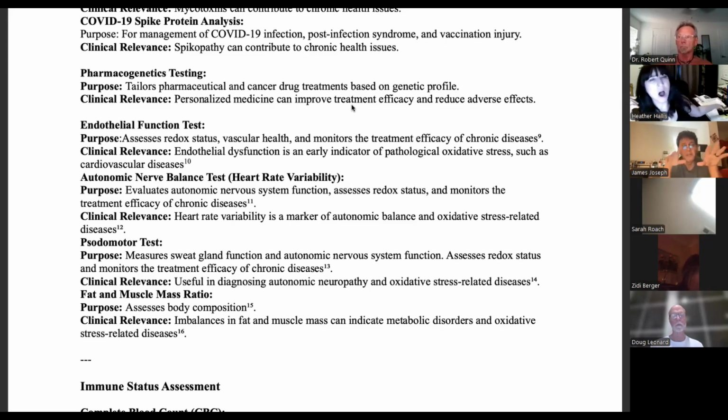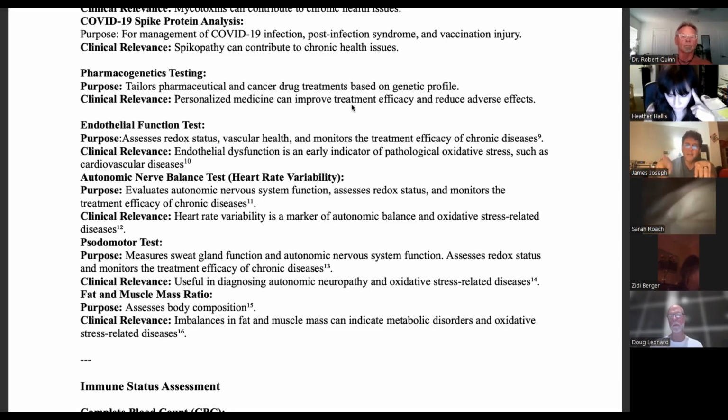Very important: you still need to find out exactly what source of the free radicals or inflammation is there through the lab, but at least it tells you where the patient's redox status or inflammatory status is. Okay, so the purpose here is to assess redox status, vascular health, and monitor the treatment efficacy of chronic diseases. That's very important. Monitor the treatment efficacy of chronic disease. Put that many lines under that. Clinical relevance: endothelial dysfunction is an early indicator of pathological oxidative stress, such as, one example, cardiovascular, but it's not just for cardiovascular.